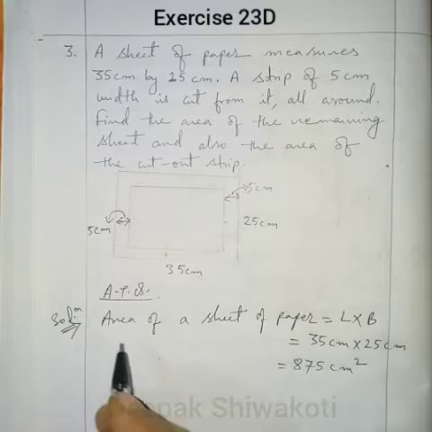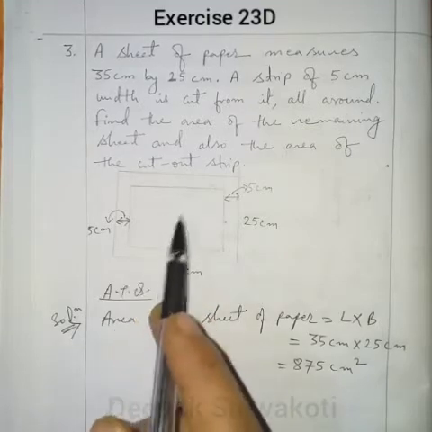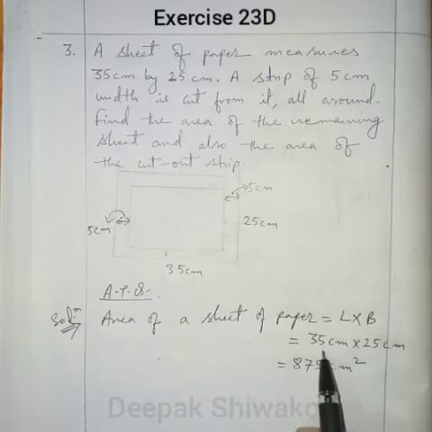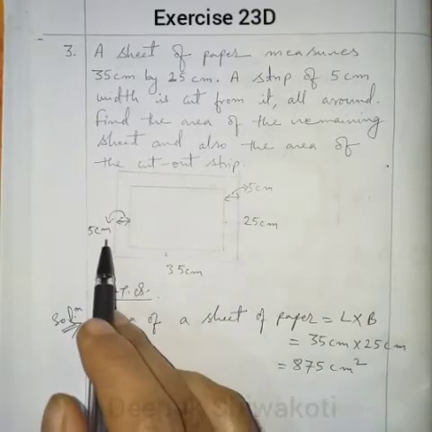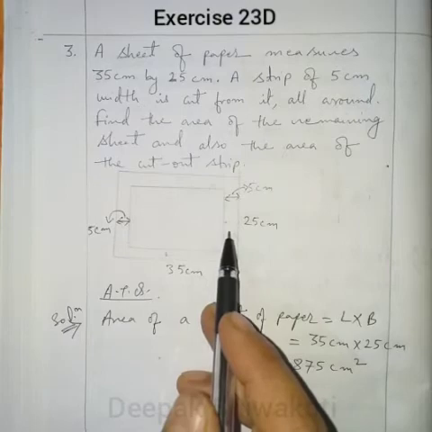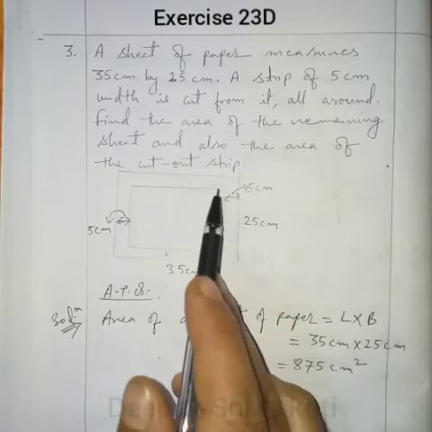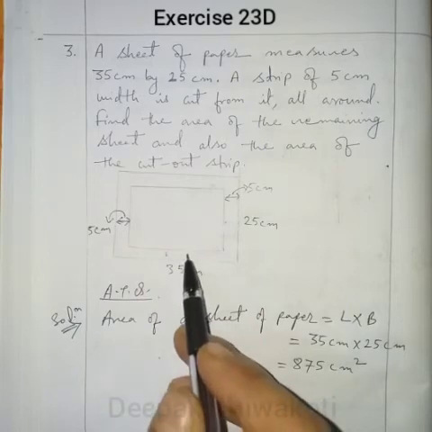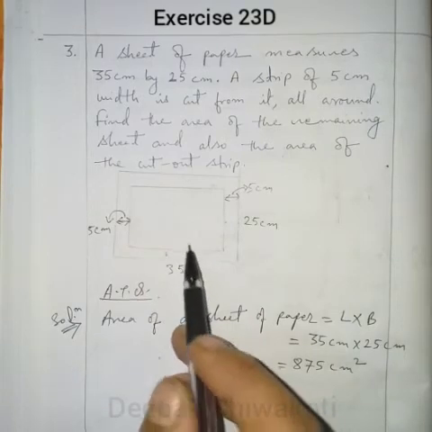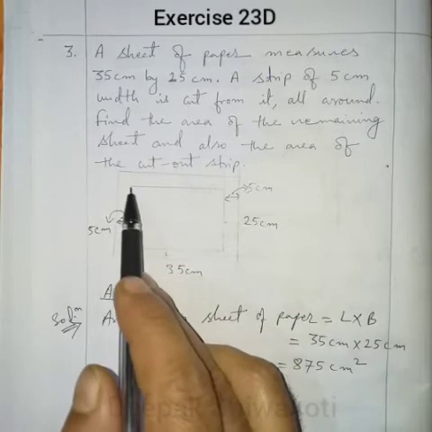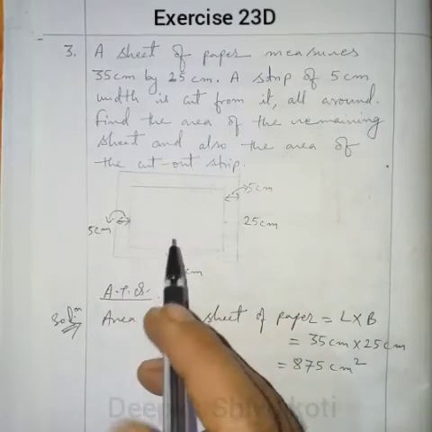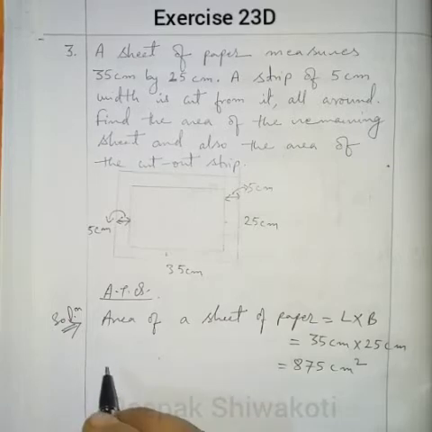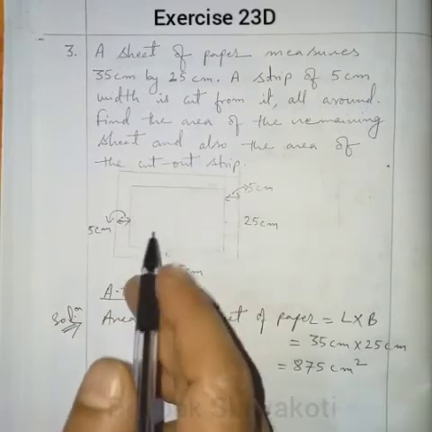So the area of the remaining sheet will be given by: if you subtract from the length 5 centimeter from this side and 5 centimeter from this side, the length will be reduced by 10 centimeter, isn't it? Similarly, the breadth will be reduced by 10 centimeter, 5 centimeter this side, 5 centimeter this side. So the area of the remaining sheet will be given by length into breadth of this sheet, isn't it?